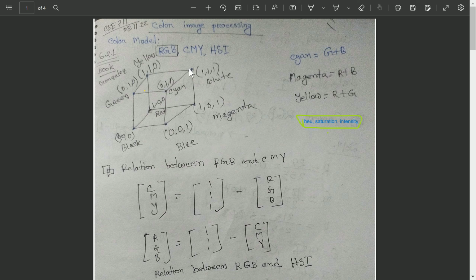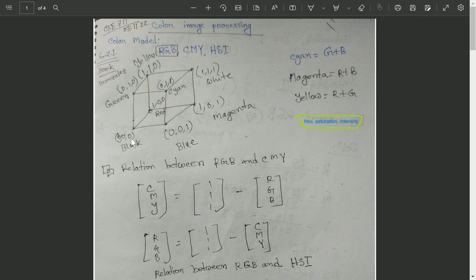And finally, the last color model is HSI. Here H refers to hue, S refers to saturation, and I refers to intensity. So these three are the main color models in color image processing. Now if we see these colors, black, white, magenta, blue, red, yellow, green, and cyan, in 3D, or three-dimensional, then we can see the values of x, y, z.